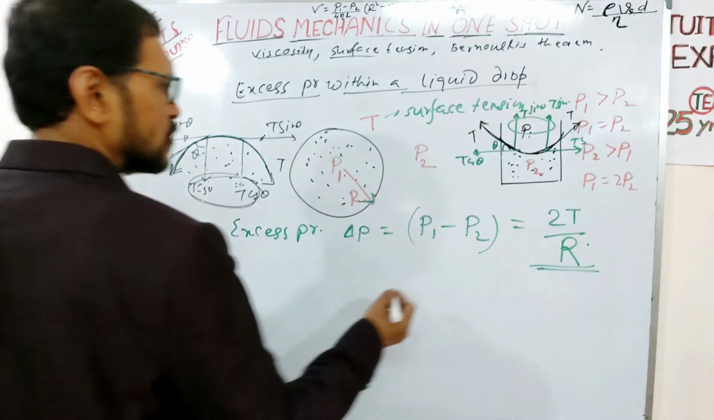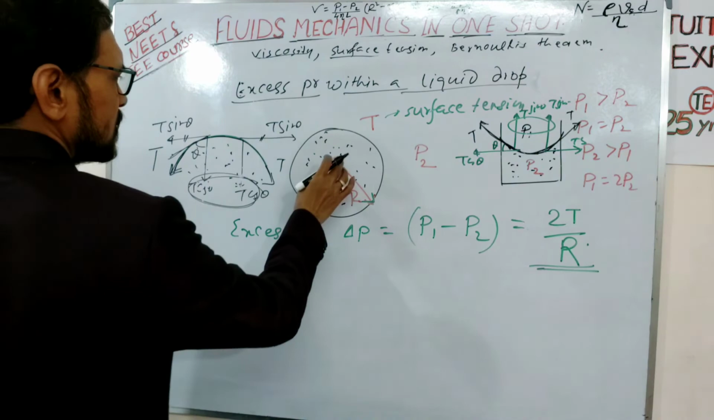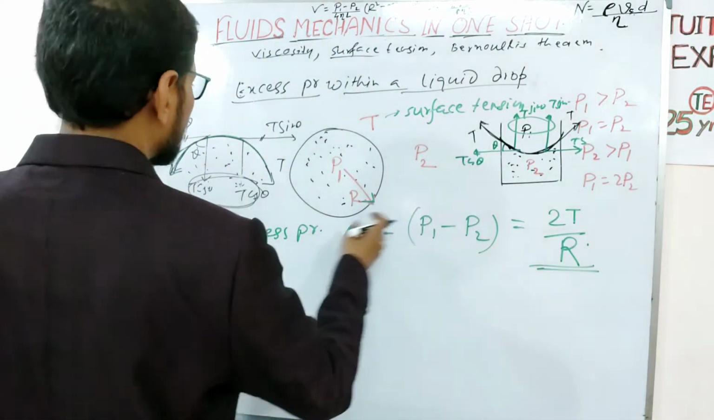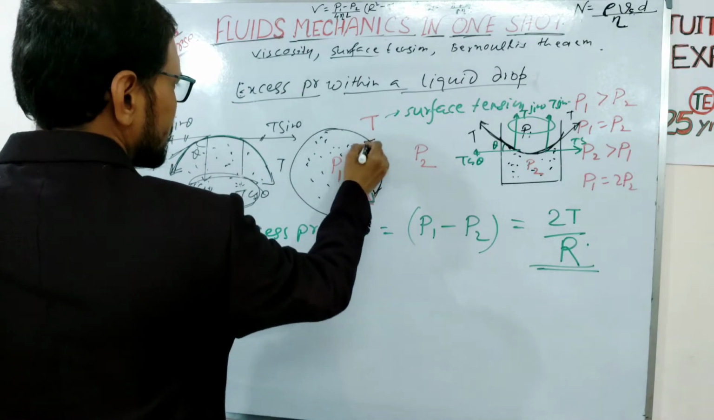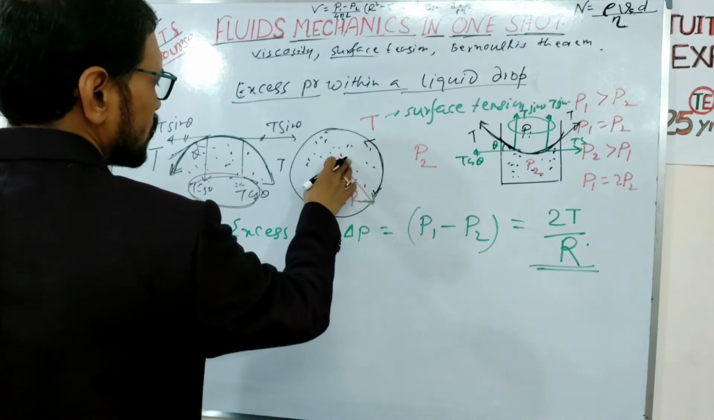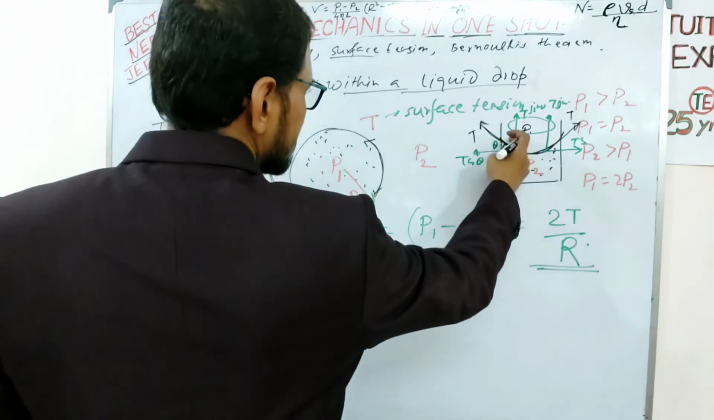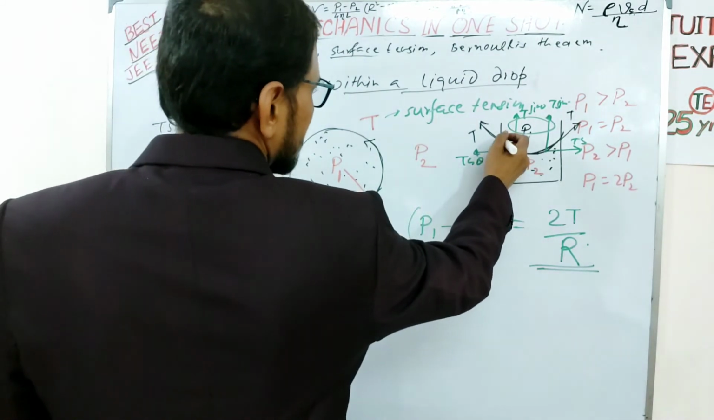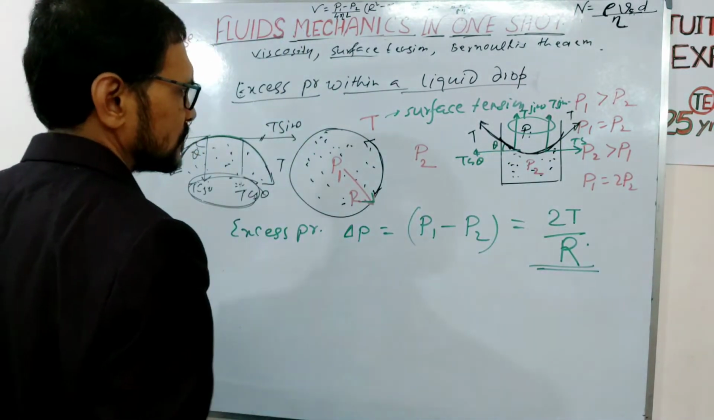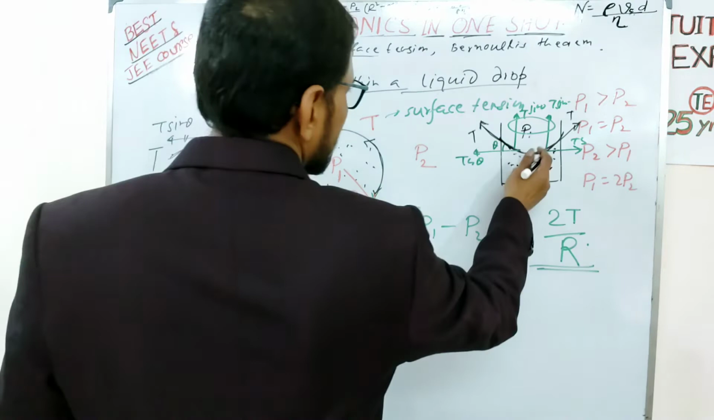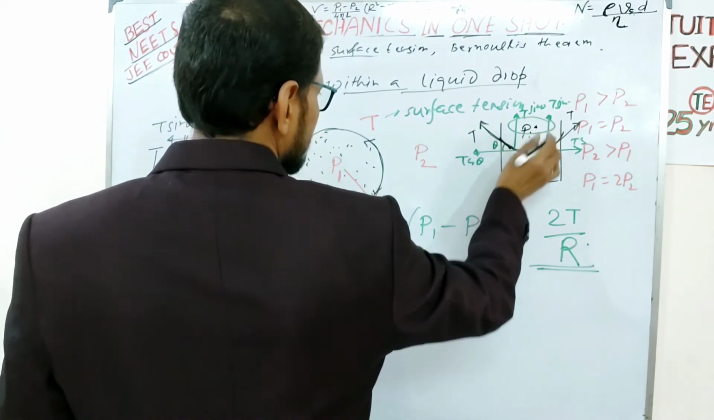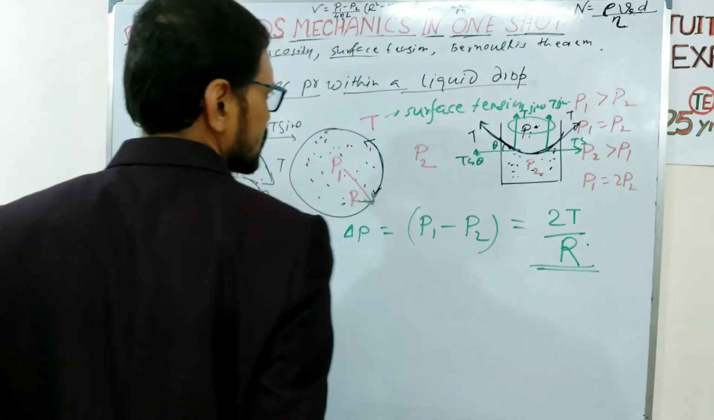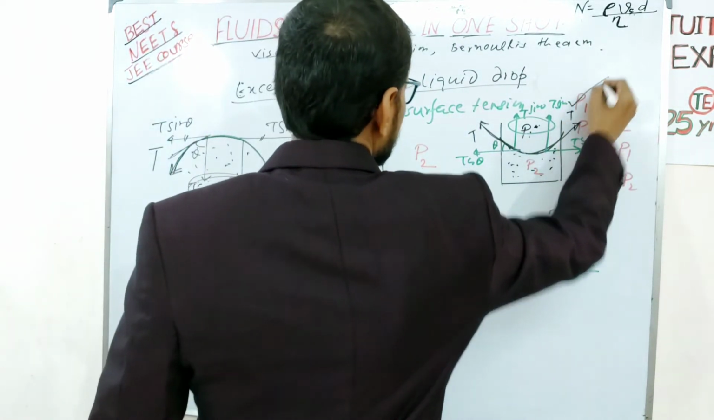Now excess pressure equal to 2T by R for the liquid drops. So in which direction? If the curvature is this way, then pressure inside the liquid is more than outside, and if the curvature is in this way, then pressure is more on this side. So P1 greater than P2 here.